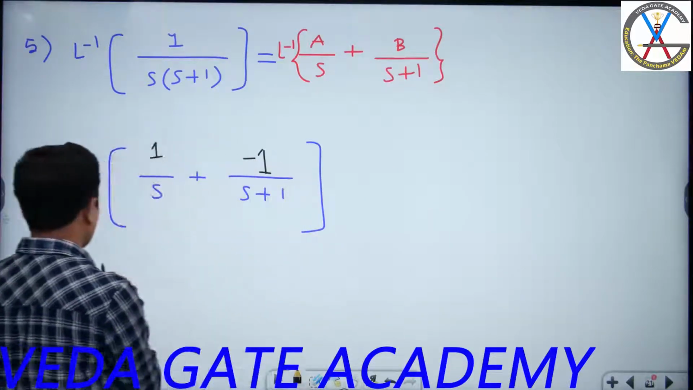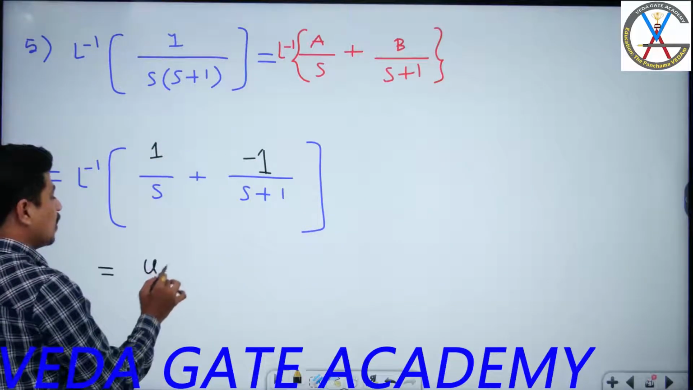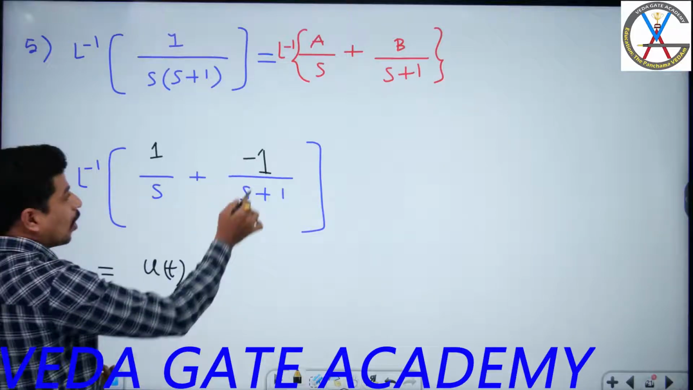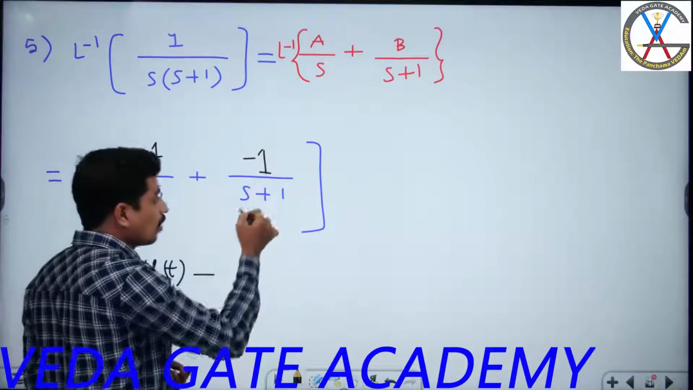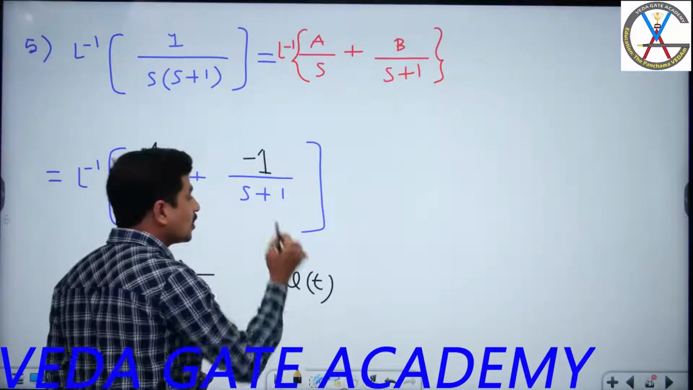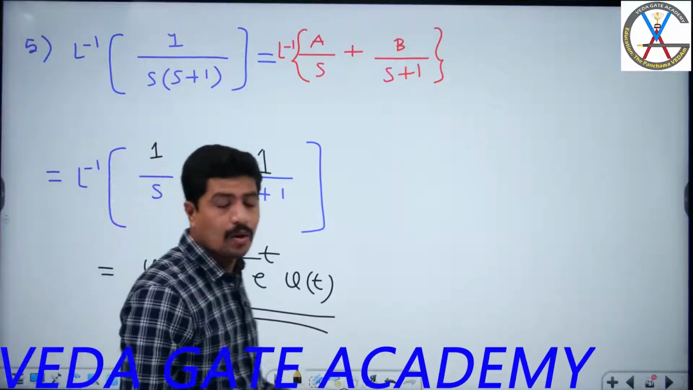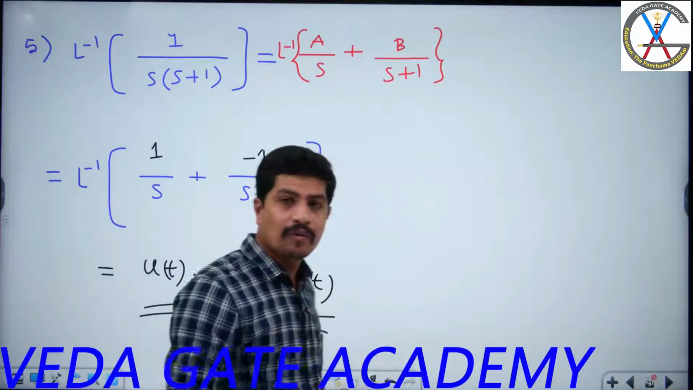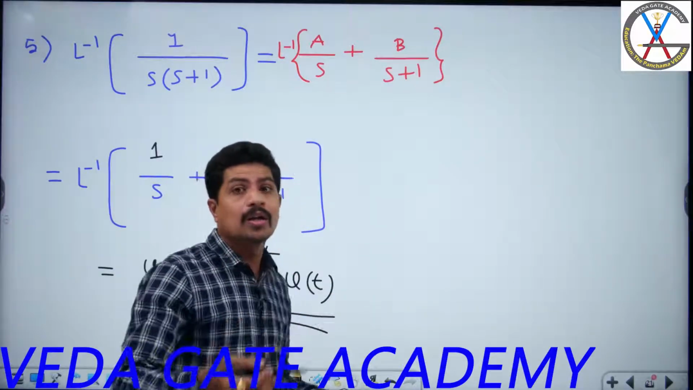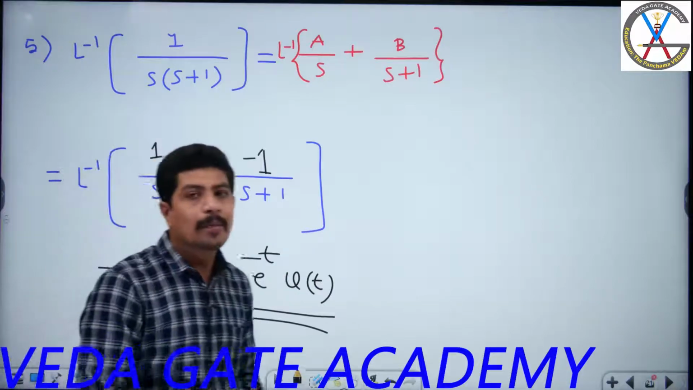Now apply inverse Laplace. What are you going to get? What is inverse Laplace of 1 by S? U of t, brother, minus 1 by S plus 1. I told you first of all 1 by S. What is that? U of t. There is frequency shifting. E power minus t. That's it. 1 by S plus 1. 1 by S is U of t. S is shifted by 1 unit. Therefore, in the time domain, you are going to get e power minus t.